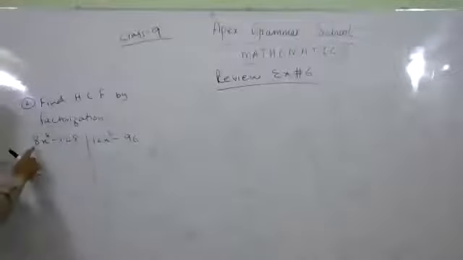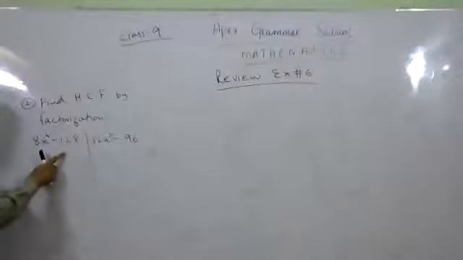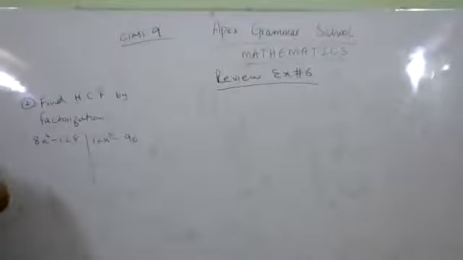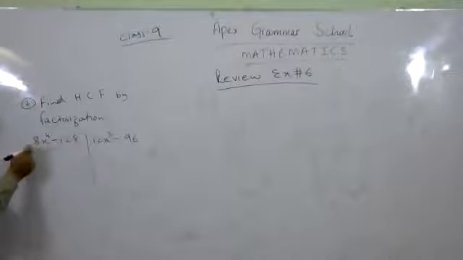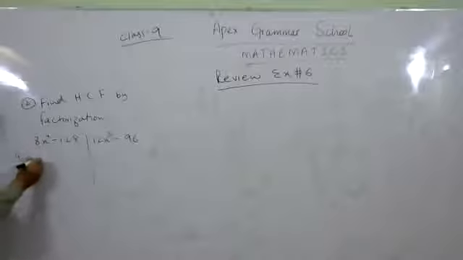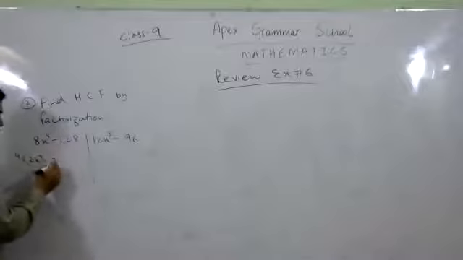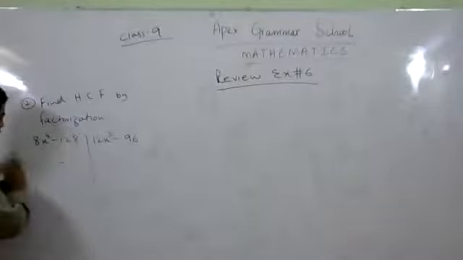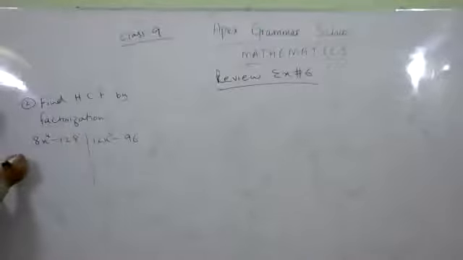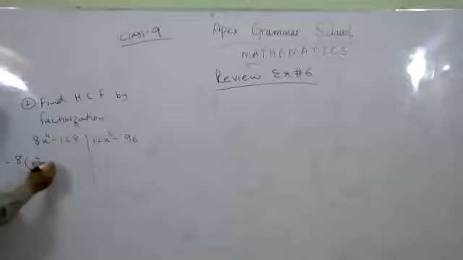Identified. First is 4 is common. 8 is not common, but 4 is common. And then 4 twos are 8, x raised to power 4, minus 4 threes are 12. 4 twos are 8. No, 8 is common. Sorry. 8 is common. And then x to power 4 minus 8 ones are 8 and 8 sixes are 48.